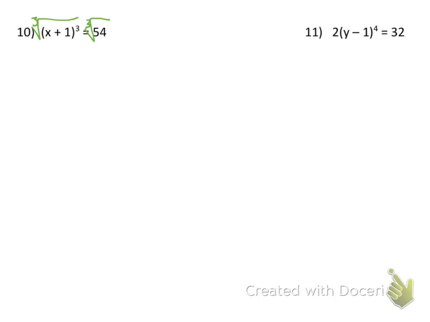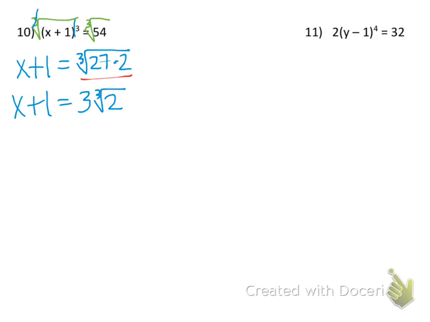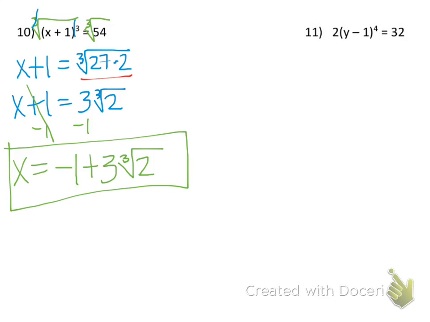root of both sides. On the left, I'm going to get x plus 1. And on the right, we're going to get into how to do this a little bit later, but I'm going to break up 54 into a perfect cube and a factor. So the cubed root of 27 is 3, and I still have the cubed root of 2. Then I need to subtract 1 from both sides. And so my final answer is going to be x equals -1 plus 3 times the cubed root of 2.